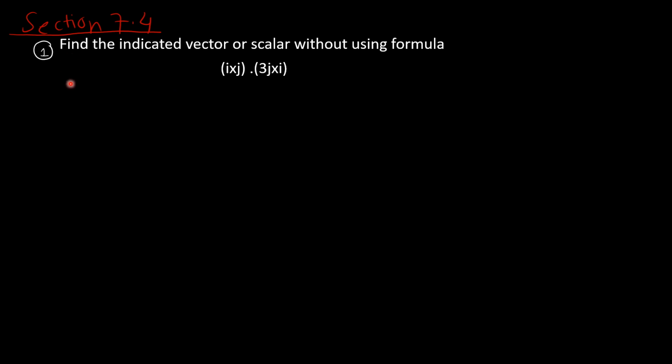So now let's do this problem. Find the indicated vector or scalar without using formula. So here we have to find i hat times j hat dot product with 3 j hat times i hat. So how do we do this problem? I told you guys in the previous video, but let's just do a review.